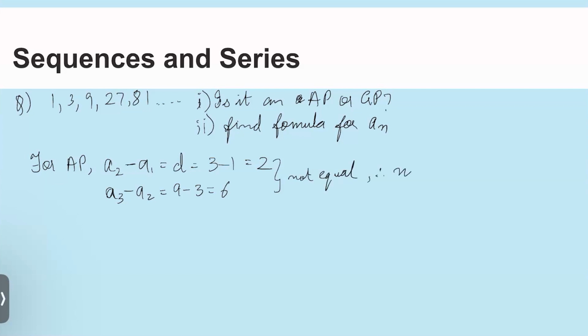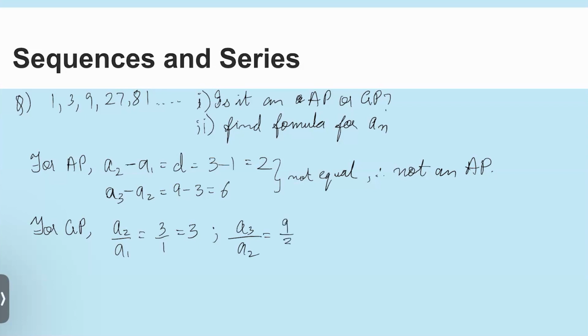Therefore, not an arithmetic progression. Okay, so for GP, we have to find if we have a common ratio. So for that you will have A2 by A1. So 3 by 1 is 3. And then you have A3 by A2. So that is 9 by 3. So that is also 3.